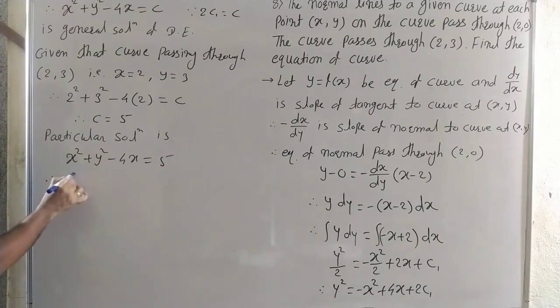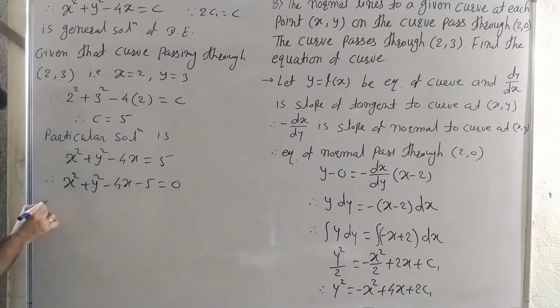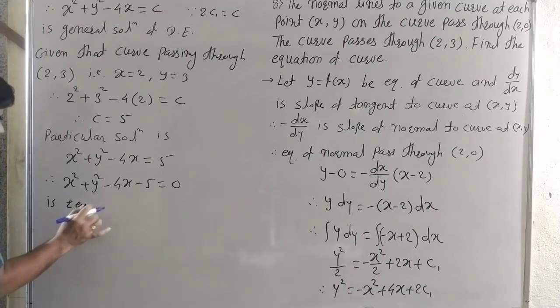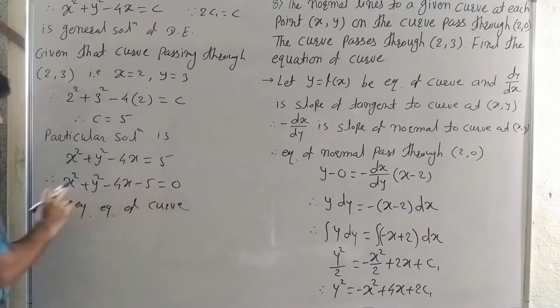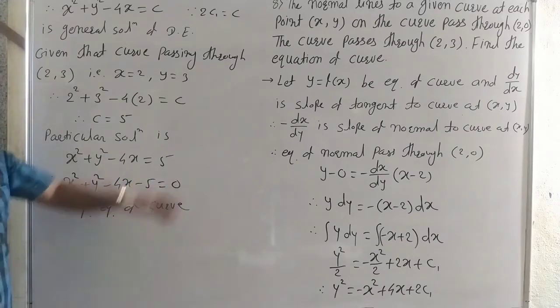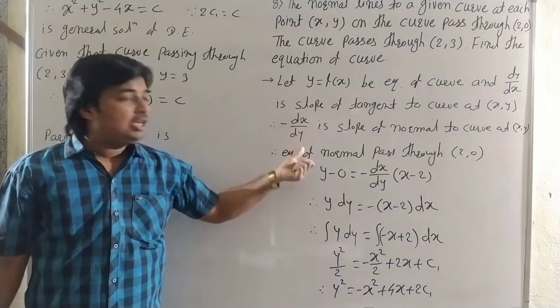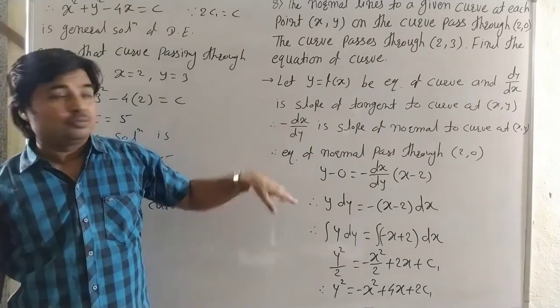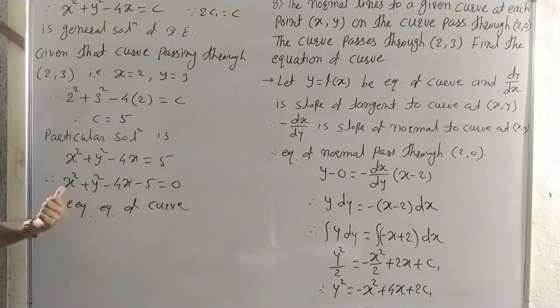Therefore we can write x square plus y square minus 4x minus 5 equal to 0 as the required equation of the curve. See carefully, here y is equal to f of x is the equation of the curve. Therefore minus dx by dy is the slope of the normal to the curve at any point x comma y. Here now it is the equation of the given curve, x square plus y square minus 4x minus 5 equal to 0. Now we see the next example.